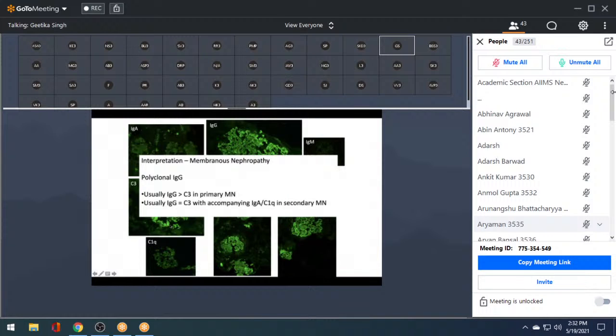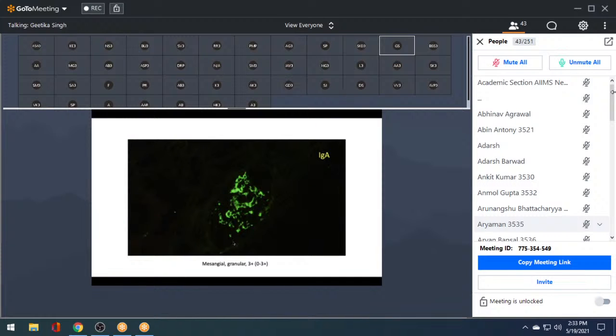You have the presence of IgG, C3, along with the accompanying light chains for the IgG, which are kappa and lambda. And again, primary versus secondary, Dr. Adarsh will talk to you about later. But this is just to give you a feel of how we deal with immunofluorescence in practice. So let's move away from IgG. You've seen a lot of IgG containing glomerular diseases.